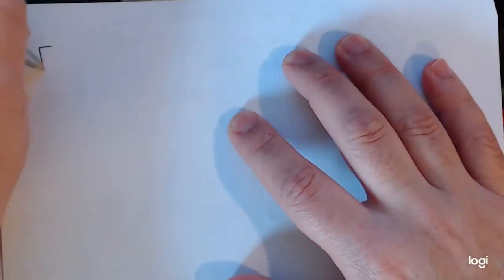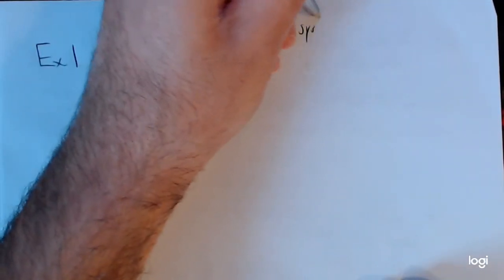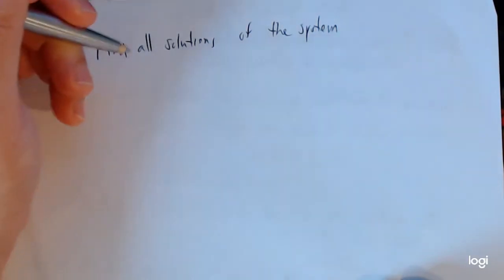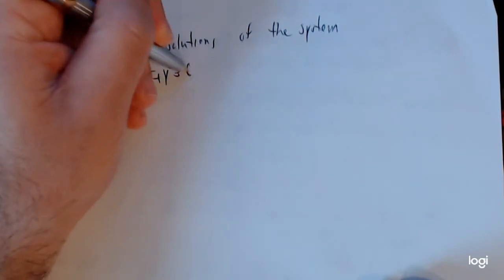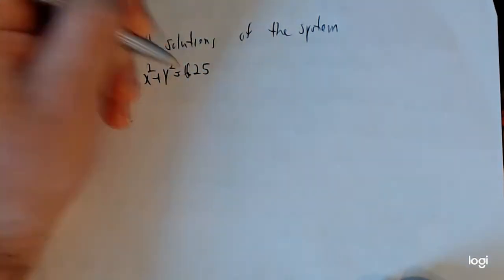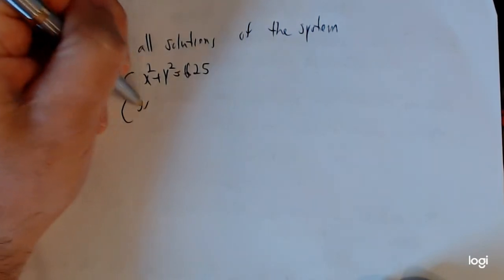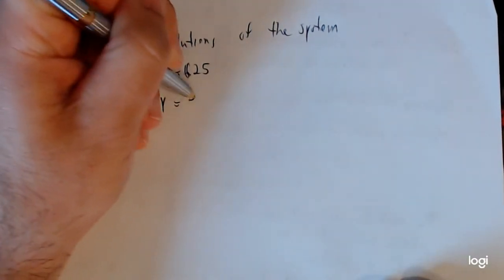But with that said, now let's start doing some examples, and then that will basically take care of this section. So for example 1, we're saying find all solutions of the system x squared plus y squared equals 625, and 3x minus y equals negative 25.